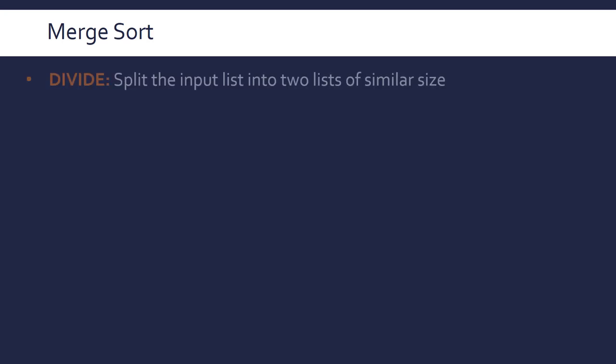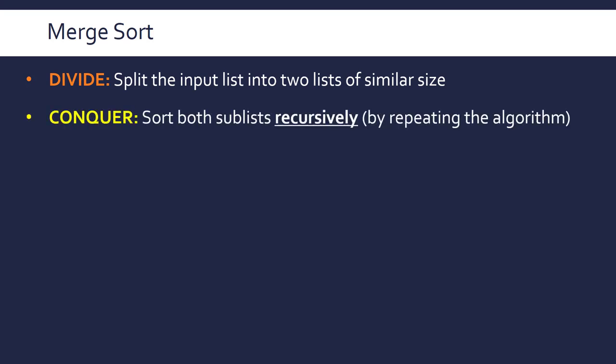Let's now look at a slightly more complicated algorithm, I'm afraid, but a much more useful one. It's much more efficient than bubble sort. Merge sort is a divide and conquer algorithm. It's a class of algorithm, divide and conquer. In the divide step, the input list is split into two lists of similar size. And in the conquer step, both sublists are sorted recursively.